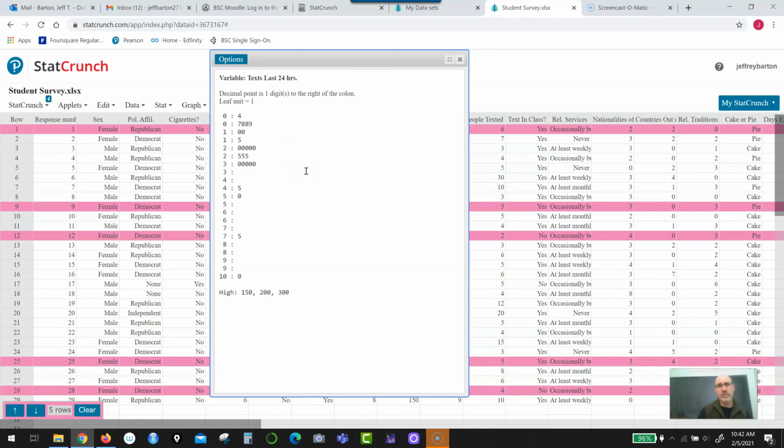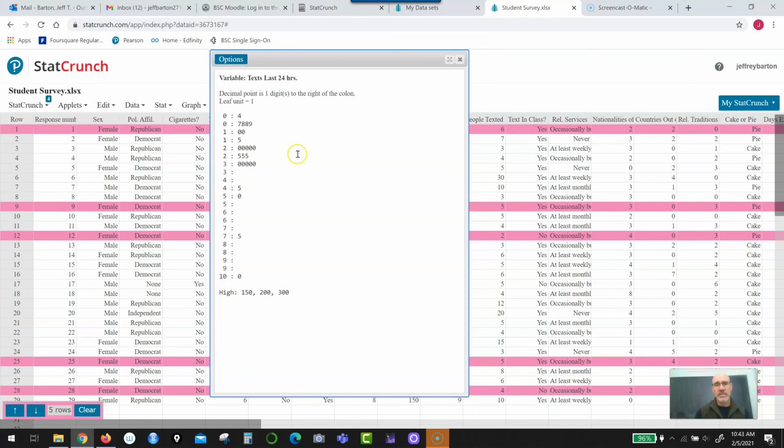You can also pick out the modes here. It's maybe a little easier to see than, it's not always easy to see in a stem plot, but it looks like we have 5 20s and 5 30s. Right? So those were both modes for the number of texts.